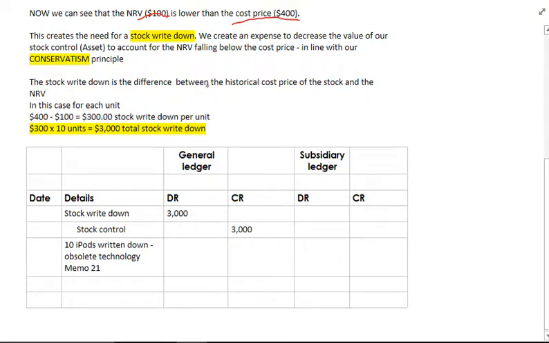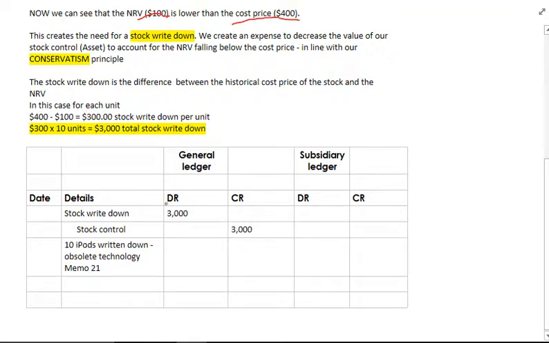In this case, we're going to go $400 being the historical cost, take away the $100 NRV, so what we're realistically going to get for it when we've taken away any kinds of selling expenses, gives us a $300 stock write-down per unit. Now the important part is to remember that there were 10 units highlighted here. So we need to say $300 times those 10 units gives us $3,000 as our total stock write-down.